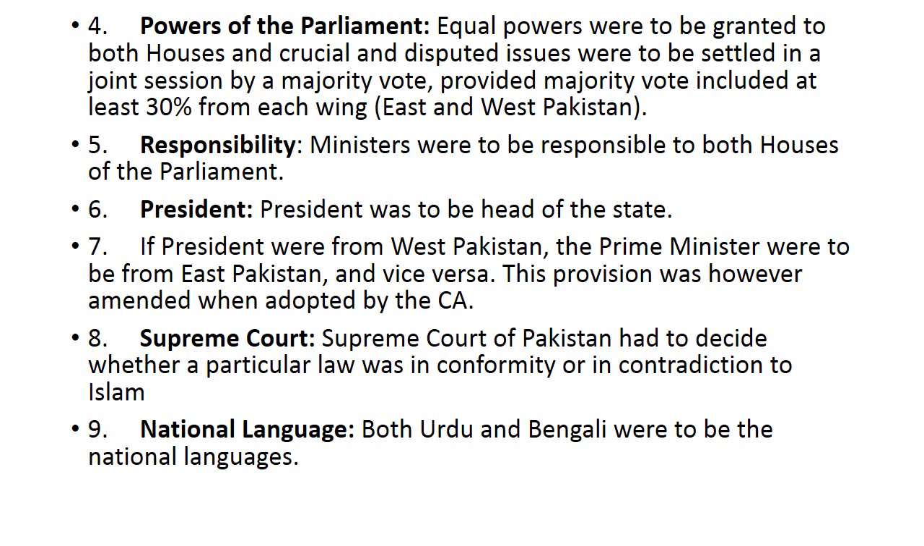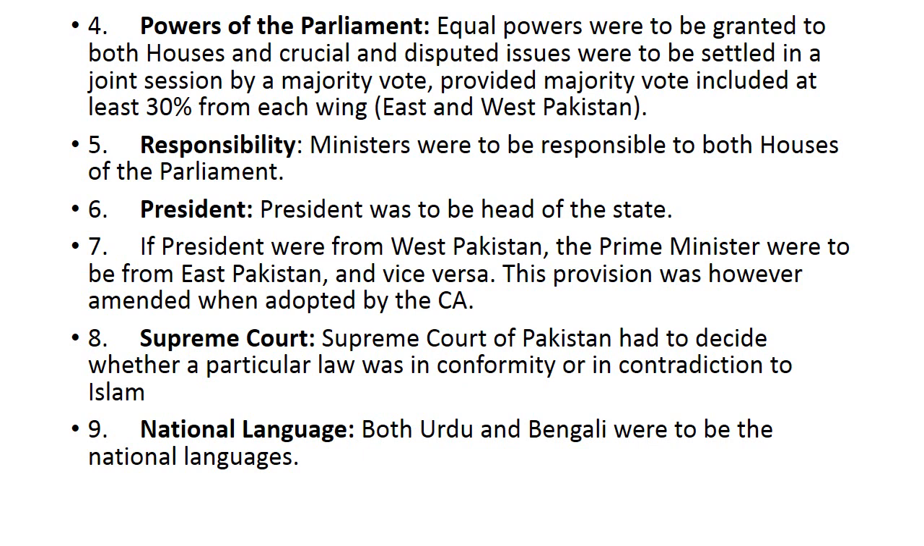Number 6, President. President was to be head of the state. That was again very important. Governor General, the Government of India Act 1935 provided the portfolio of Governor General for the head of the state, but here it was to be done away with, and Governor Generalship was to be replaced with the presidency. And president was to be head of the state. He was to be given certain powers as well. 7.